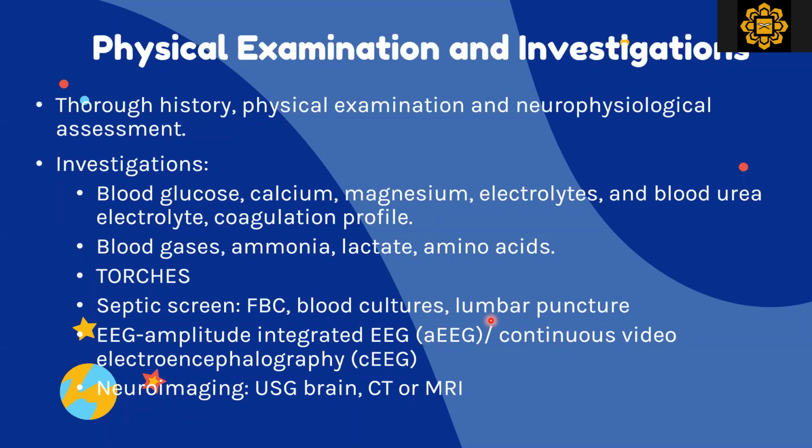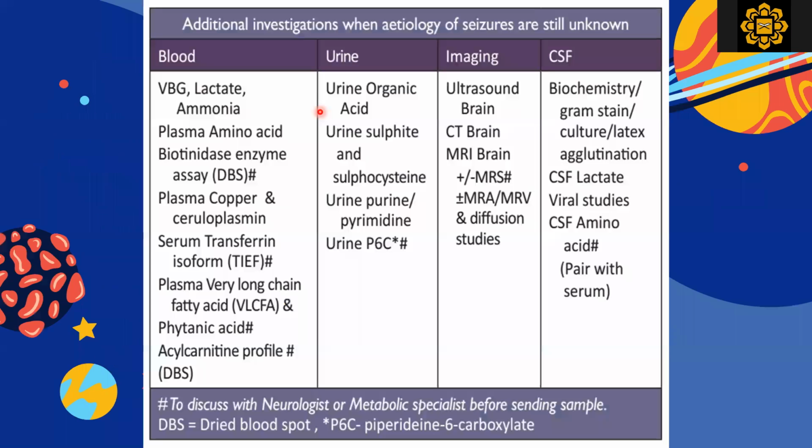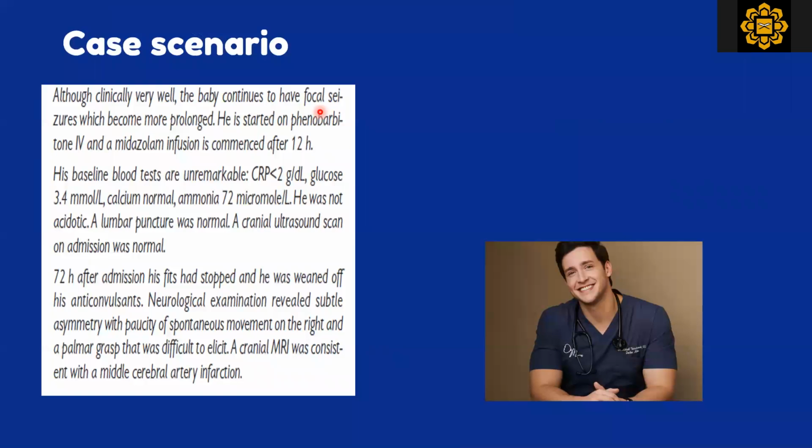So the physical examination: a thorough history is important. On physical examination, check the fontanel, whether it is bulging, and any dysmorphic features. Then do the neurological assessment, any reflexes of the baby, and then do the investigations, including TORCHES and an important septic screen, as maybe there is neonatal sepsis. So this is additional investigation. The case scenario you can read after this.